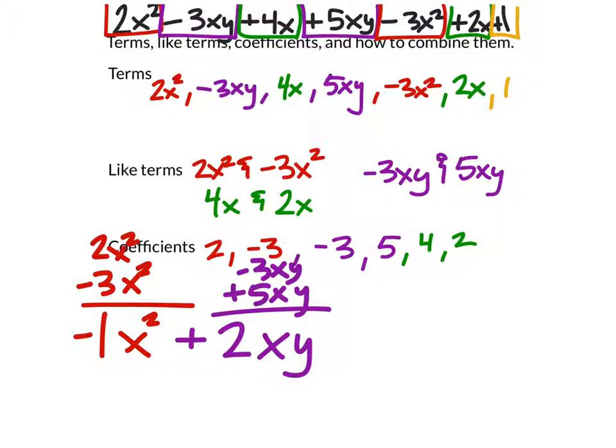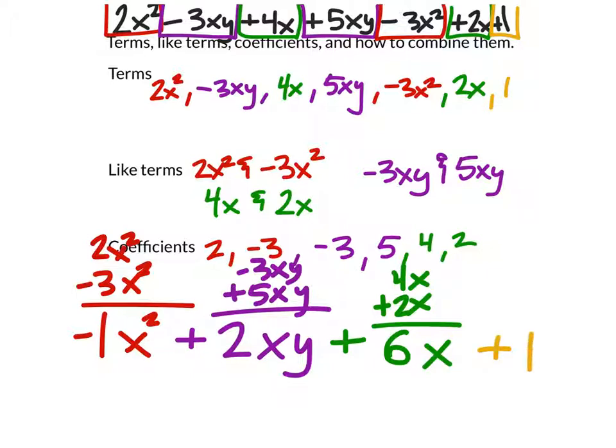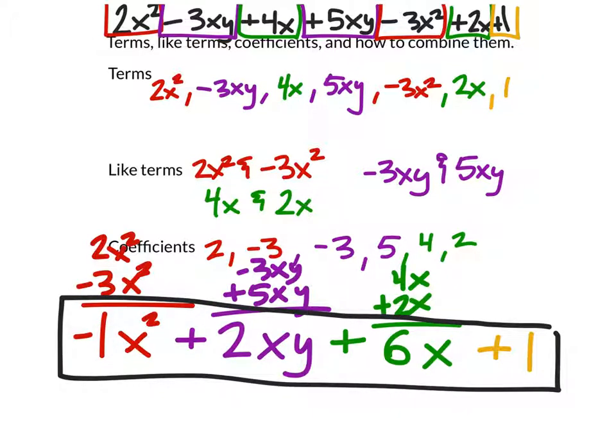And then we've got the x's. We had 4x, and then a positive 2x. And 4 plus 2 would be 6x's. That's a positive 6. Now, of course, we had that other constant, which we'll throw in there now. And this would be considered the simplified form of the expression above.